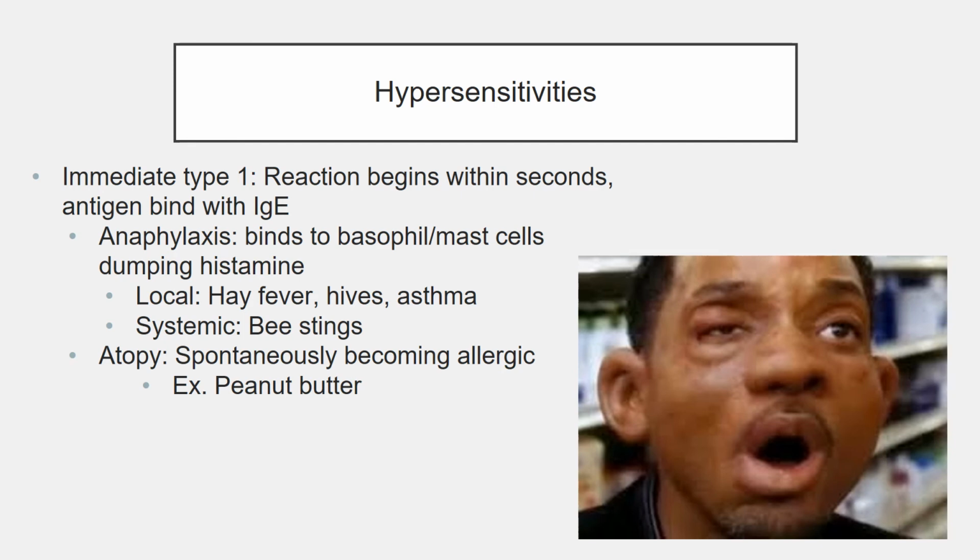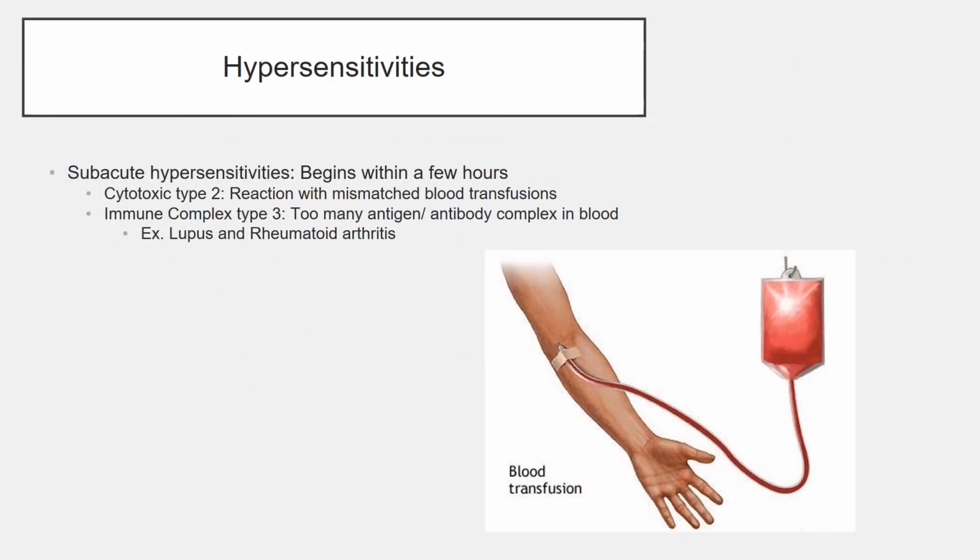Atopy is spontaneously becoming allergic to something, for example, spontaneously becoming allergic to peanut butter. Subacute hypersensitivities begin within a few hours. Cytotoxic type 2 reactions include mismatched blood transfusions. Immune complex type 3 is too many antigen and antibody complexes in the blood, for example, lupus and rheumatoid arthritis.